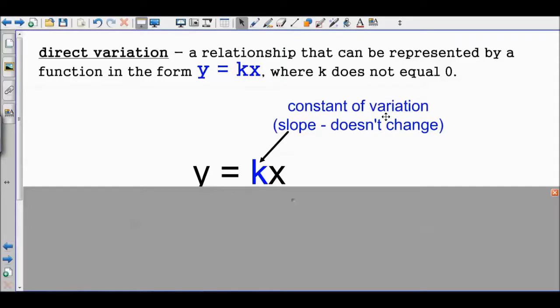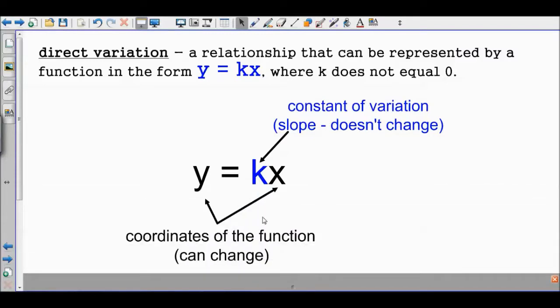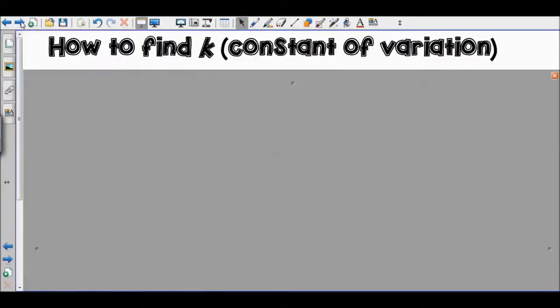If you think back to our last lesson on rate of change, we had that one slide where we talked about whether the rate of change is constant. If a line is constant, then it doesn't have any bends or curves in it, and so it's that constant of variation, that constant of change. This is what we call the slope, meaning that it doesn't change. The x and the y are coordinates of the function, and these numbers can change. You could substitute those in. So the slope is whatever number you're multiplying by the x value that gives you a certain y value. So how do you find k, that constant of variation?